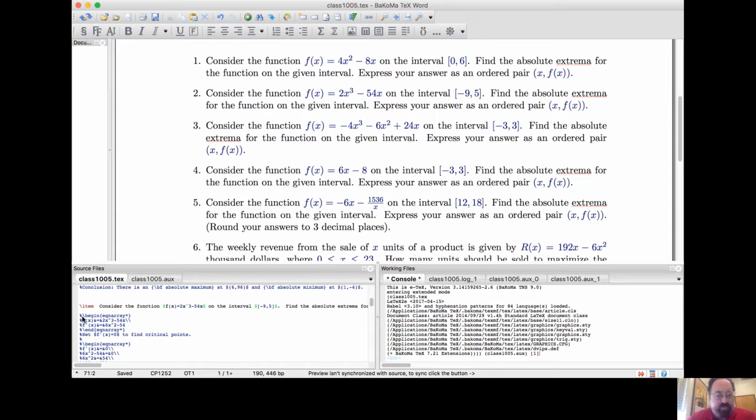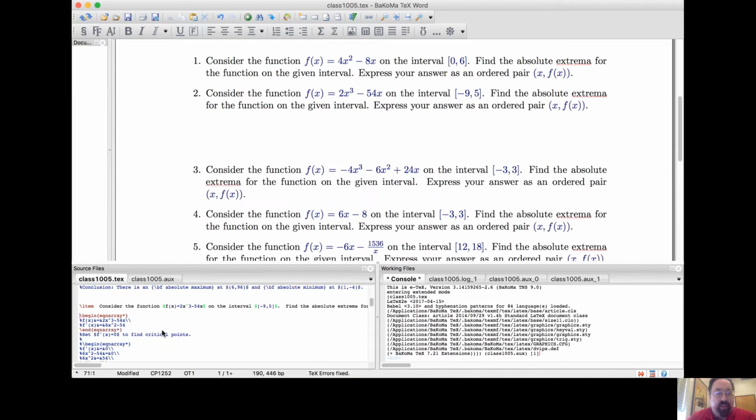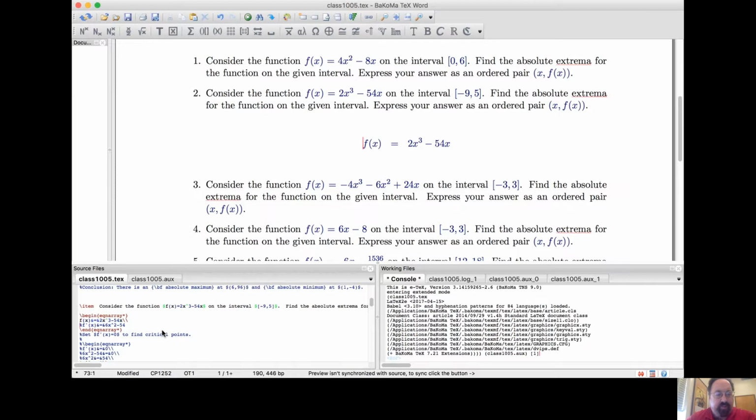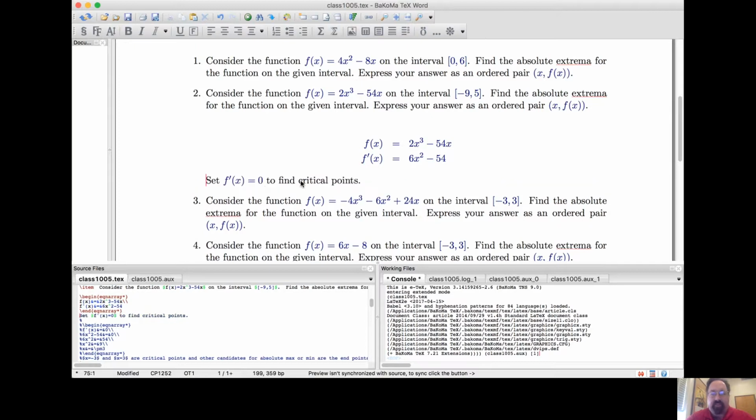First thing you do, like in previous lessons, for finding a max or min of any kind, you will take the derivative. So here's our function. We'll apply the power rule to get, so the 3 comes down and we get 6x squared. And then we apply the coefficient rule, and the derivative of minus 54x is just minus 54. So here's our derivative. Then what we do is set the derivative equal to 0 to find critical points or critical values.